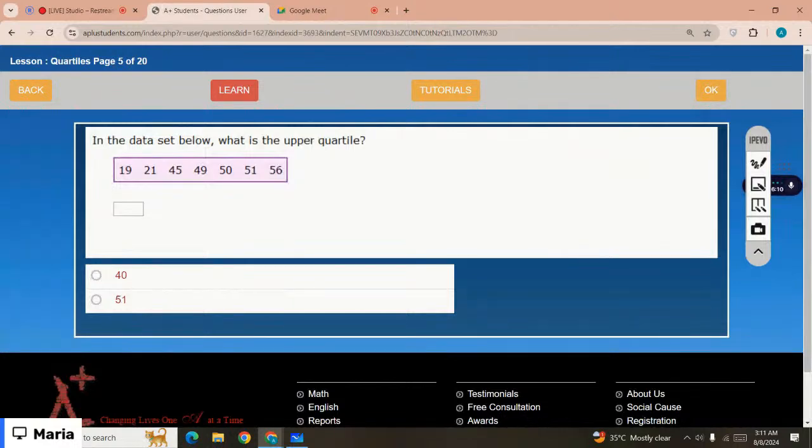In the dataset below, what is the upper quartile? So which is the correct option? The correct option is 51. Option number 2 is the correct option, right?